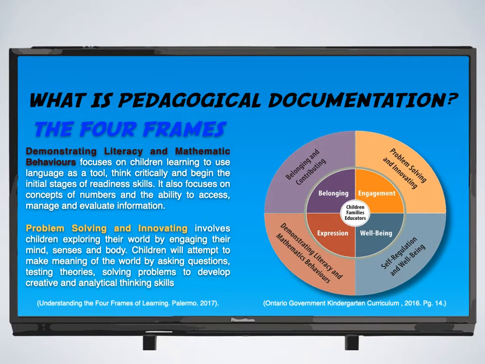Demonstrating literacy and mathematical behaviors focuses on children learning to use language as a tool, think critically, and begin the initial stages of readiness skills. It also focuses on concepts of numbers and the ability to assess, manage, and evaluate information. Problem solving and innovating involves children exploring their world by engaging their mind, senses, and body. Children will attempt to make meaning of the world by asking questions, testing theories, solving problems to develop creative and analytical thinking skills.